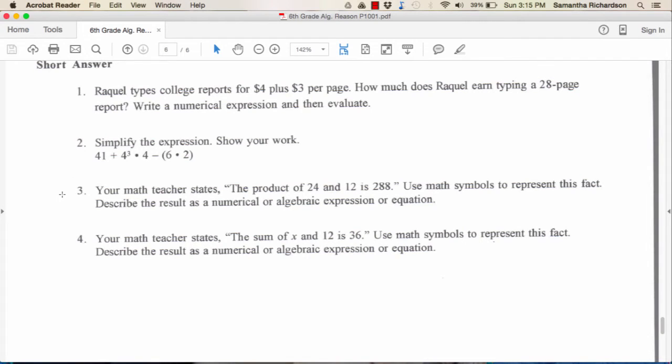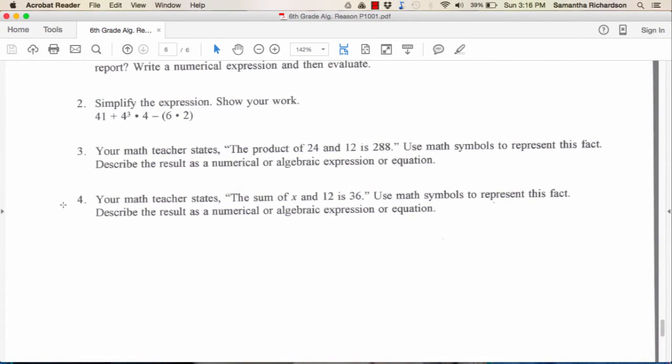Question 3. Your math teacher, that's me, states the product of 24 and 12 is 288. Use math symbols to represent this fact. Describe the result as a numerical or algebraic expression or equation. So here you have to decide, is this a numerical or algebraic expression or equation?